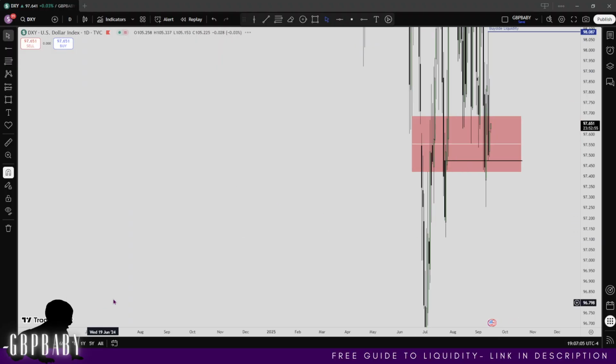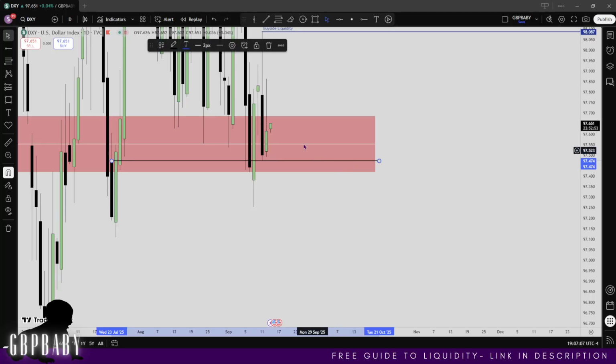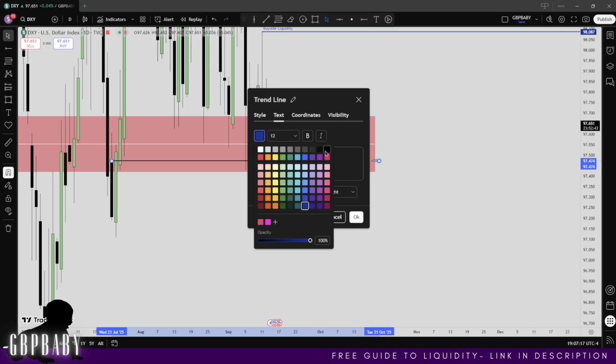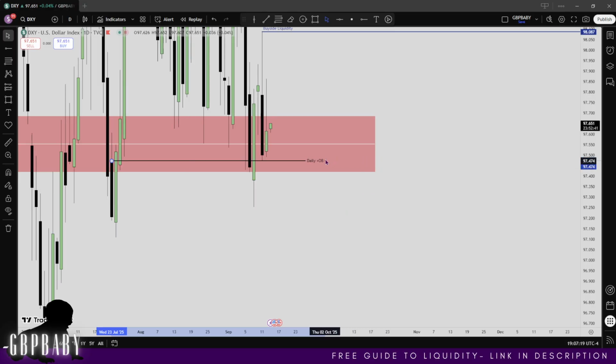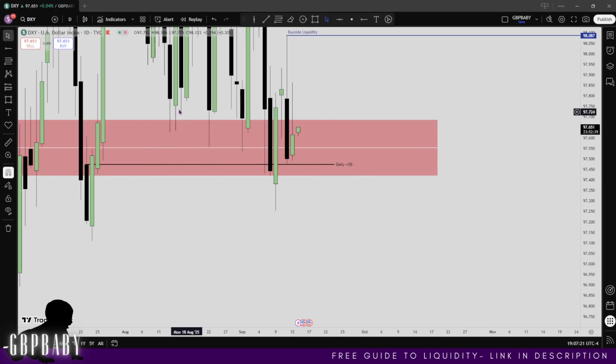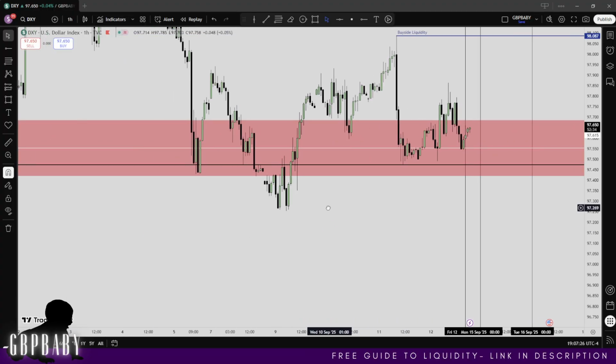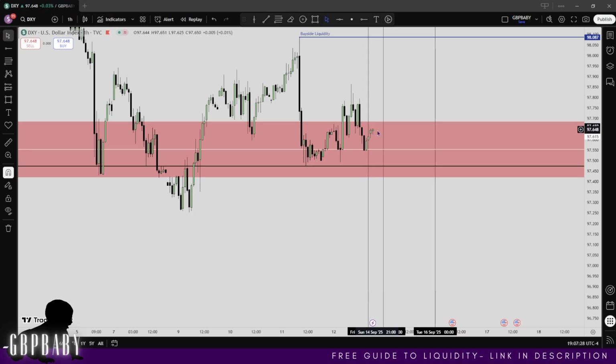I need to start labeling these. This is a daily bullish order block, so let's get that marked out. Let me just write daily bullish order block. That's the daily bullish order block. And then let's go back down to the 1 hour. And like I said, price is very welcome to come back down into that and trade inside of that.